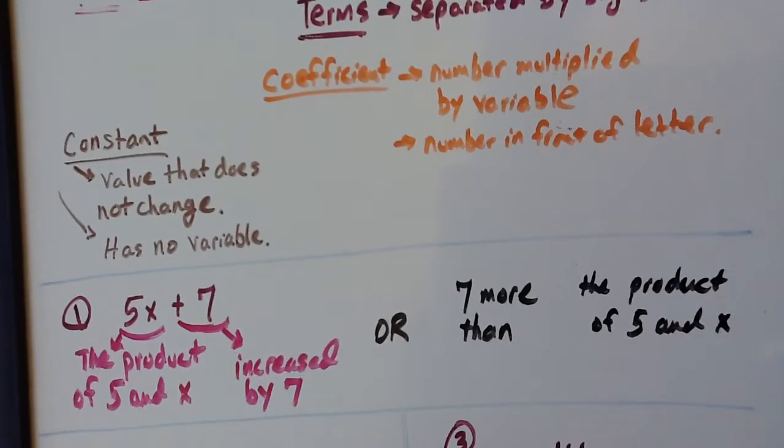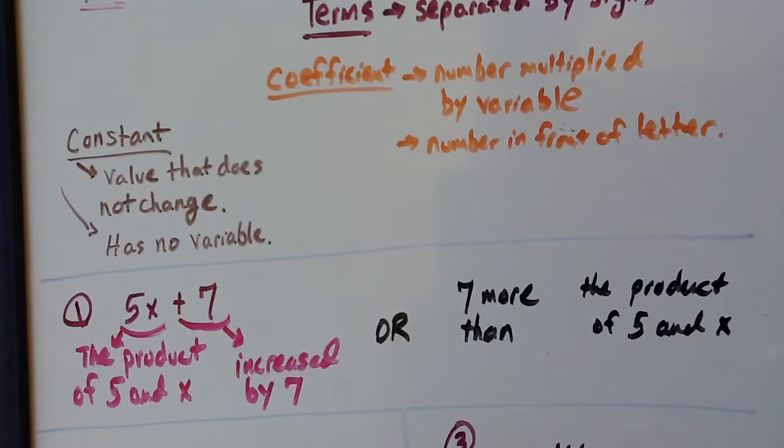Let's write this expression using words. Well, we've already said that 5x means 5 times x. Or we could say the product of 5 and x, because the product is the answer to a multiplication problem. Okay, so the product of 5 and x plus 7, or we could say increased by 7, because if you add 7, you're increasing this by 7. So that is one way to use words to write this expression.